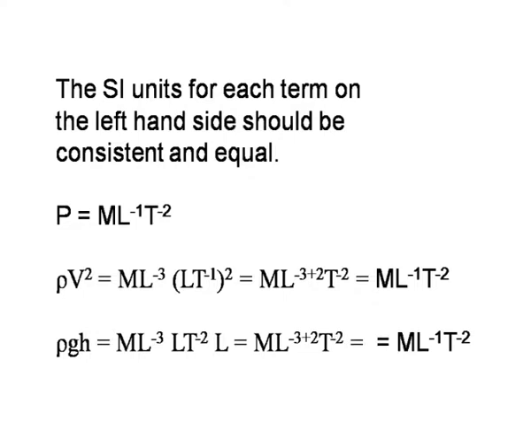The SI units for each term on the left hand side should be consistent and equal. For instance, the dimension for P is equal to m times L power minus 1 times T power minus 2. Hence, the dimensions for P should match with the dimensions for rho V square, which in turn should match with rho g h. So, we would like to deduce the dimension for the term rho V square.